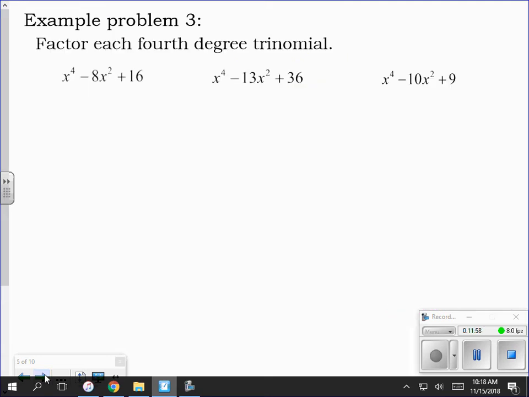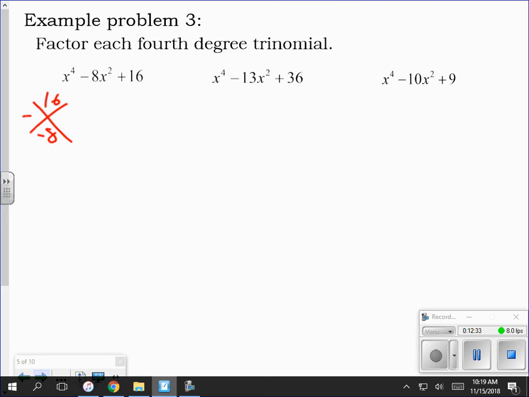Okay, factor each 4th degree trinomial. This is just like factoring a quadratic. Your first step is exactly the same, except for one difference. Instead of having x plus or minus some number, you're going to have x squared plus or minus some number. So I still do the same setup, same first step. Two numbers that multiply to give me 16 that add to give me -8.